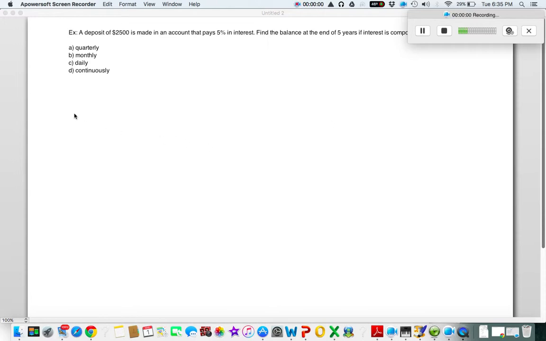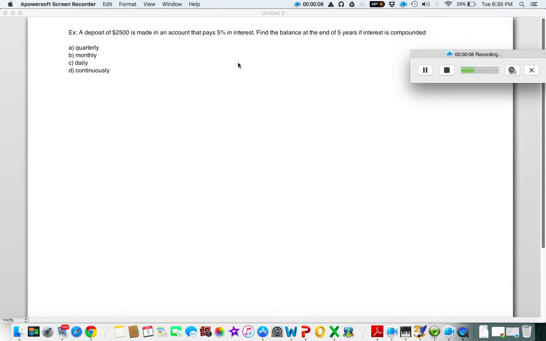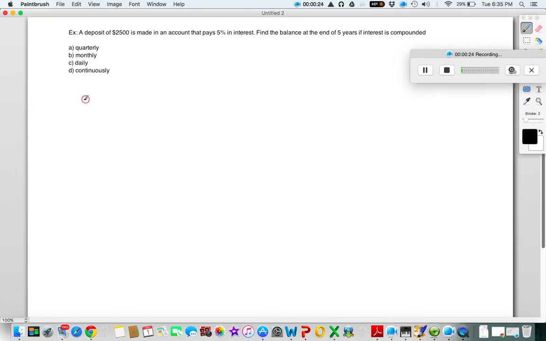Here's our first example, and I'm going to do a couple examples in one. So we have deposits made into an account that pays 5% interest, which is a little bit better than you'll find in most of your savings accounts. Find the balance at the end of 5 years if the interest is compounded in these different ways. Now we are going to see that we're going to get similar numbers, similar amounts out of each of these, but there will be a difference.